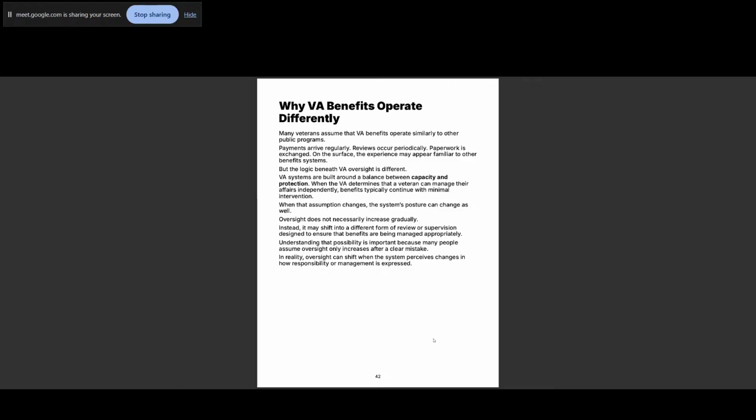Understanding that possibility is important because many people assume oversight only increases after a clear mistake. In reality, oversight can shift when the system perceives changes in how responsibility or management is expressed.